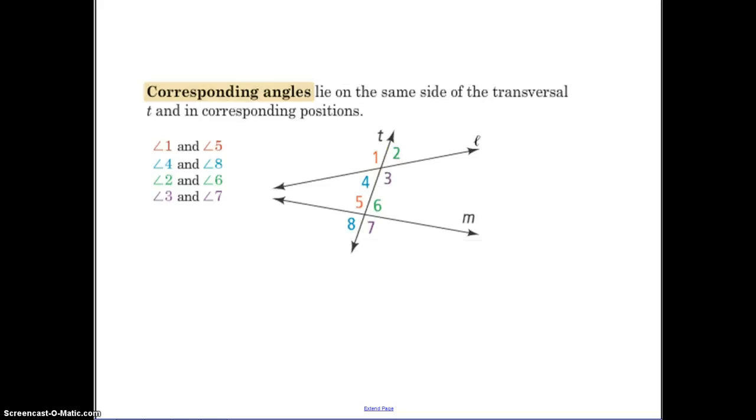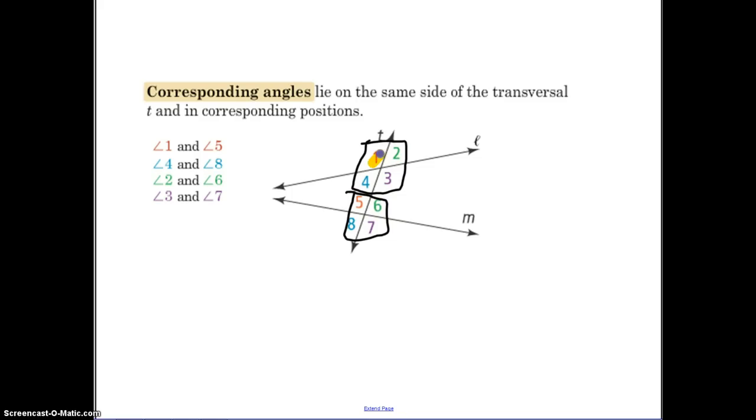Corresponding angles, again, they deal with our transversal right here. They lie on the same side of the transversal and in corresponding positions. So that basically means they're in the same spot. If you look at this group here as a cluster of 4 angles, and you look at this group here as a cluster of 4 angles, the ones that are in the same position are corresponding.